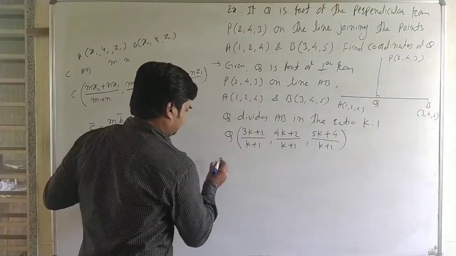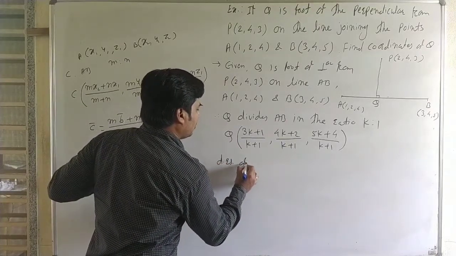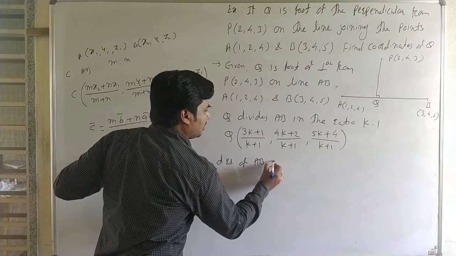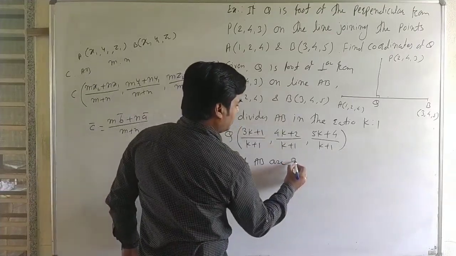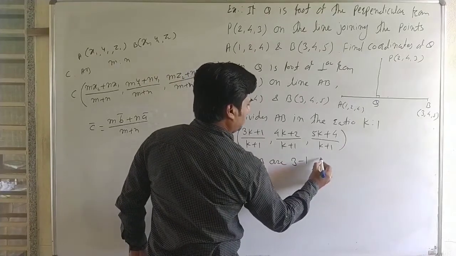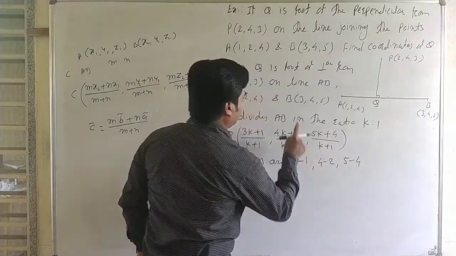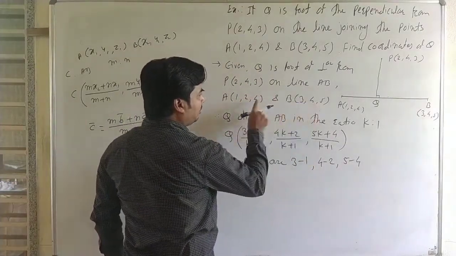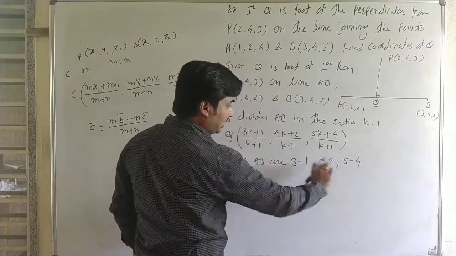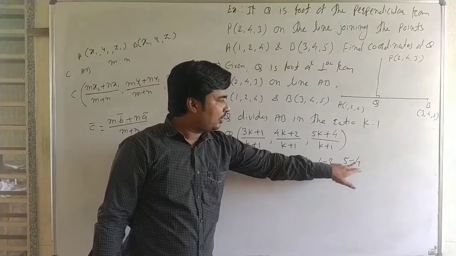Okay, first, direction ratios of AB are 3 minus 1, 4 minus 2 and 5 minus 4.